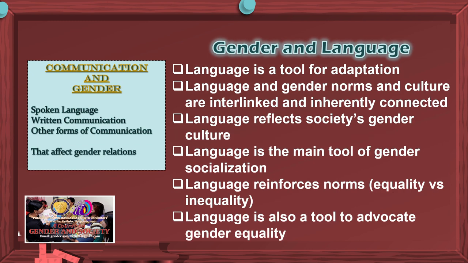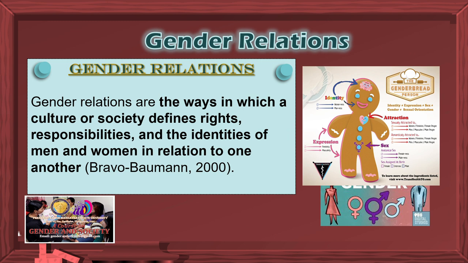Language and gender norms and culture are interlinked and inherently connected. Language reflects a society's gender culture. Language is a main tool of gender socialization, and it reinforces norms. It is also a tool to advocate gender equality. We have defined gender relations as the ways in which culture or society defines rights, responsibilities, and identities of men and women in relation to one another.